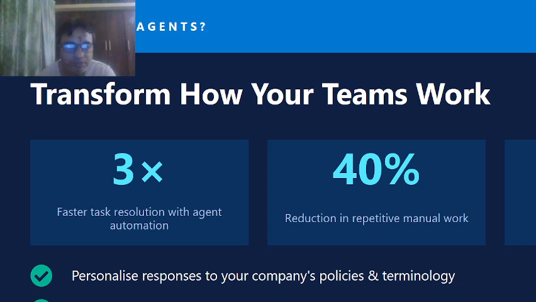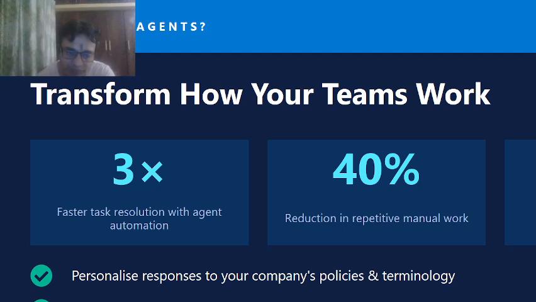Coming to the next slide, see, transform how your teams work. It has already been experimented and observed how much your workload can benefit from these agents. Three times faster ticket resolution with agent automations. An agent will automate your job, with almost 40% reduction in your repetitive tasks. And it will work on your behalf with 24/7 availability without adding headcount.